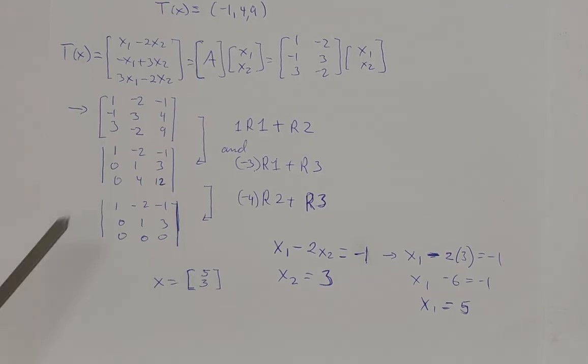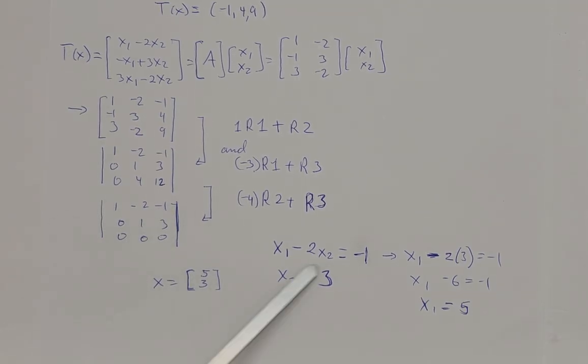One more time. This right here will be our first row. This right here is our second row. Our second row is already solved, so we know that x2 is 3. Take this variable, plug it into here. So replace this x2 with a 3, which I wrote over here. 2 times 3 gives me negative 6. Bring the 6 over, gives me positive 6. So negative 1 plus 6 gives me positive 5. So my answer is 5, 3.